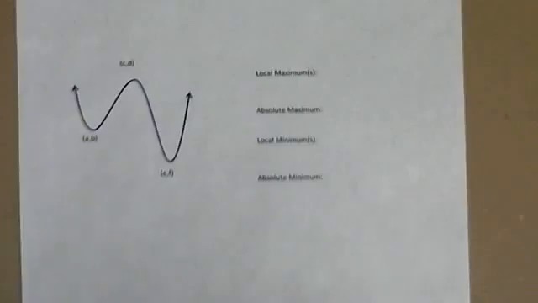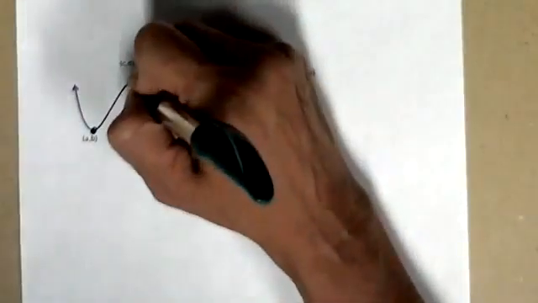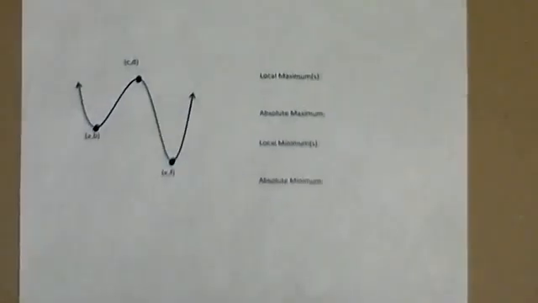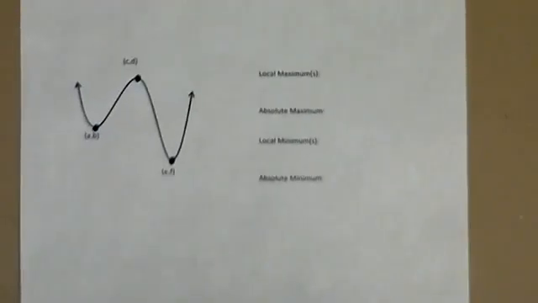Okay, so let's do one more example. Here's a different graph, and now I only have 3 points labeled. I have AB down here, CD up here, and EF down here. And you'll notice I have arrows on the endpoints of my graph. That's important. Okay, so let's take a look.